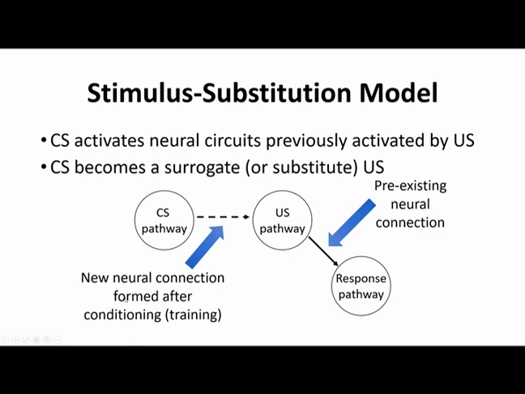So when we go through our conditioning, when we go through our training, we introduce this new connection where the CS activates the pathway that goes from the US to the response. So we could consider our conditioned stimulus a surrogate or a substitute for the original unconditioned stimulus. Now, this kind of explains why our conditioned response should be the same as our unconditioned response, because all we're doing is substituting our conditioned stimulus in for the unconditioned stimulus, and we're getting the exact same response.